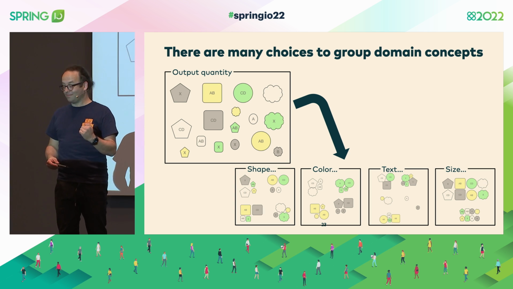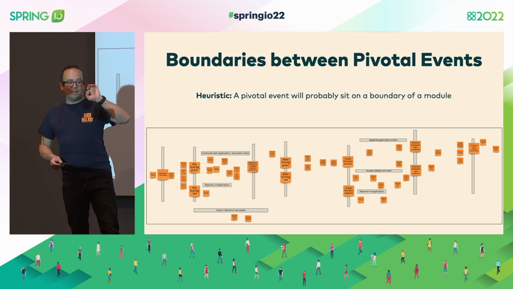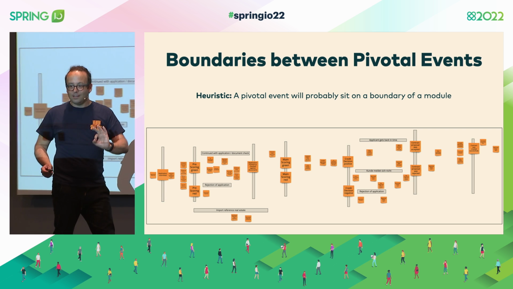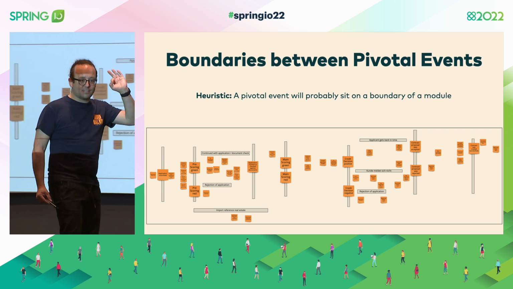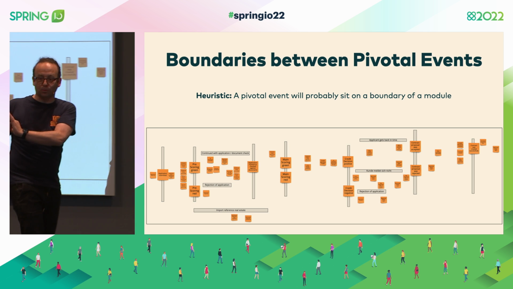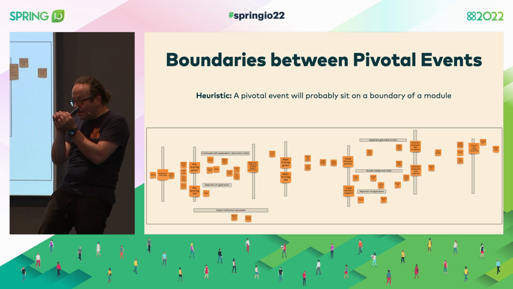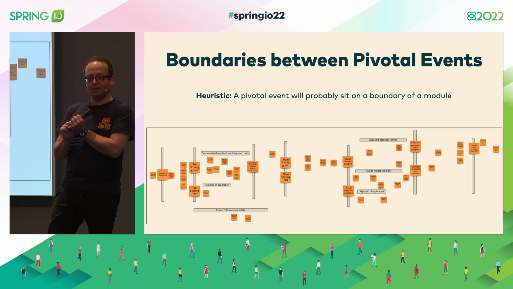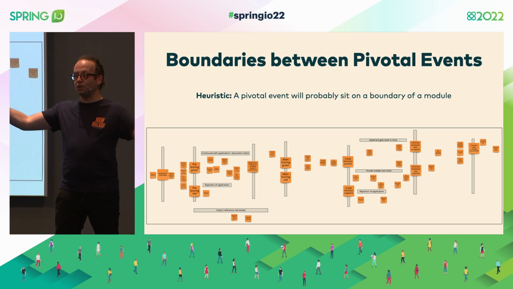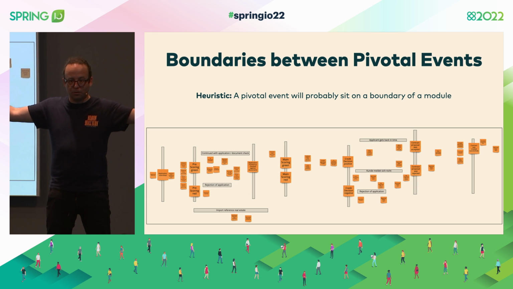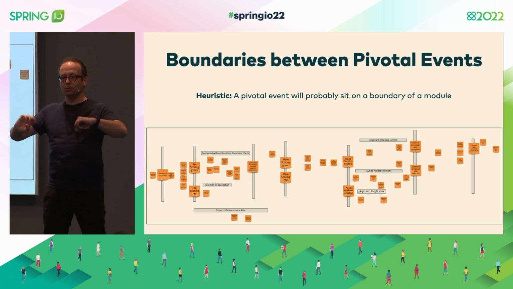Heuristic here. There is a very high chance that those pivotal events sit at the boundary of a module. Yeah? So, because they are important, maybe they leave the boundary of a module. Think about drawing an image. The Mona Lisa, for instance, in the Louvre. Everyone knows the Mona Lisa.